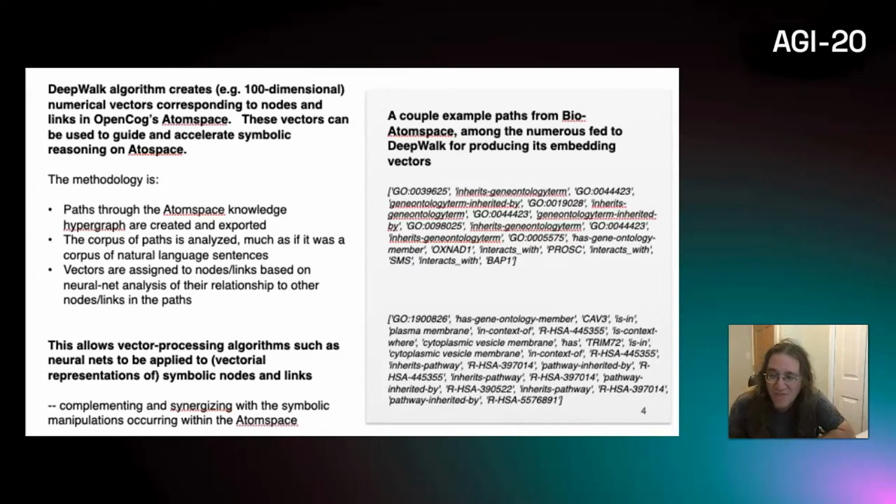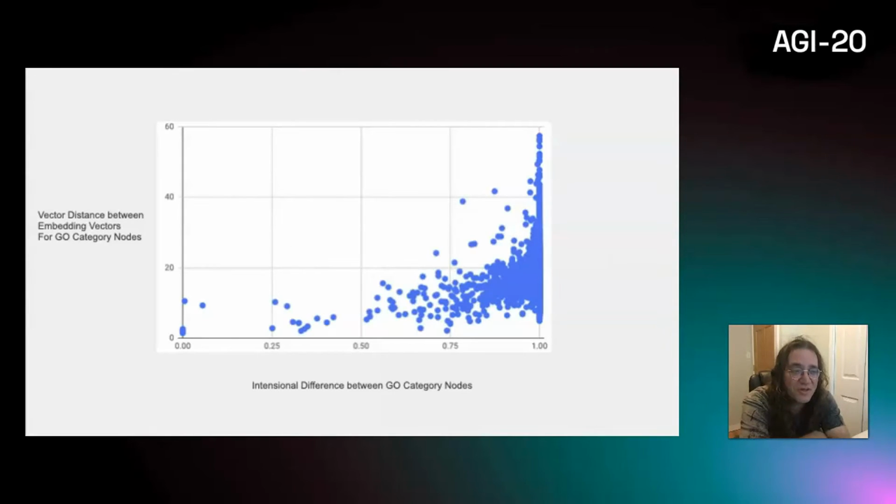And of course, a path is very crude. If you have a weighted labeled hypergraph where the nodes and links have a particular semantics, just taking a path is throwing out a lot of the logical meaning there. On the other hand, having so many different paths, some of that logical meaning in a way comes back in the statistics of looking at all the different paths together. So one thing you can do here is look at geometric correspondences between the nodes in the hypergraph and the vectors. So on this graph, each dot is a pair of nodes from the OpenCog bioatom space.